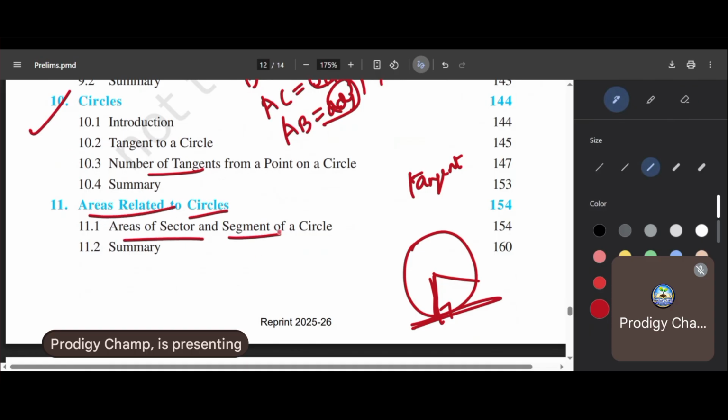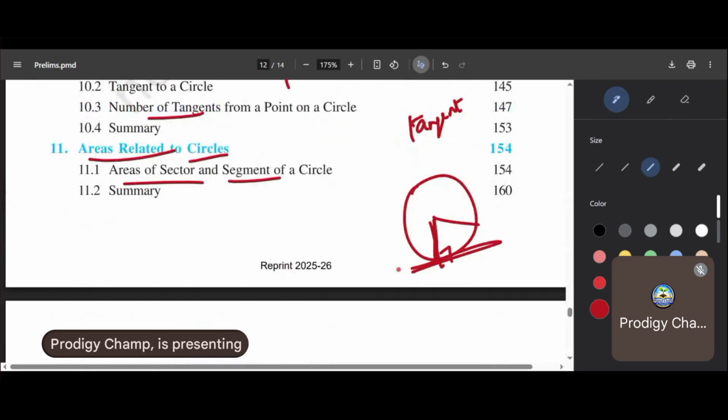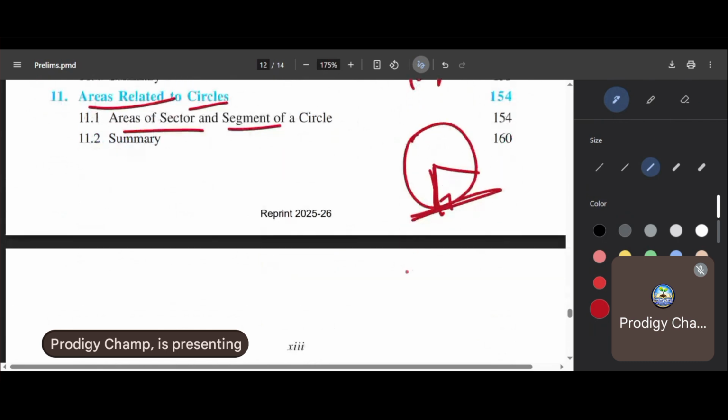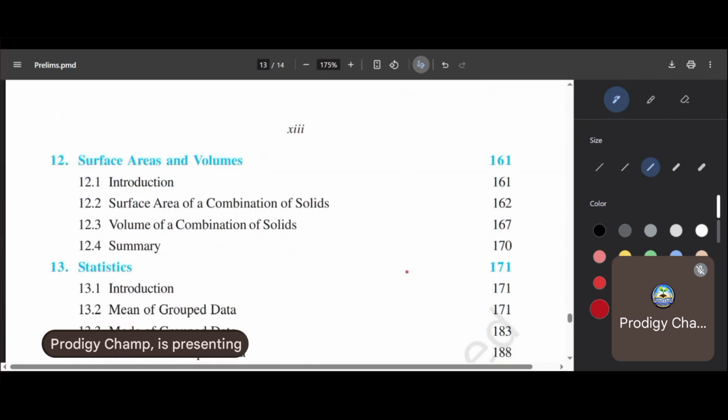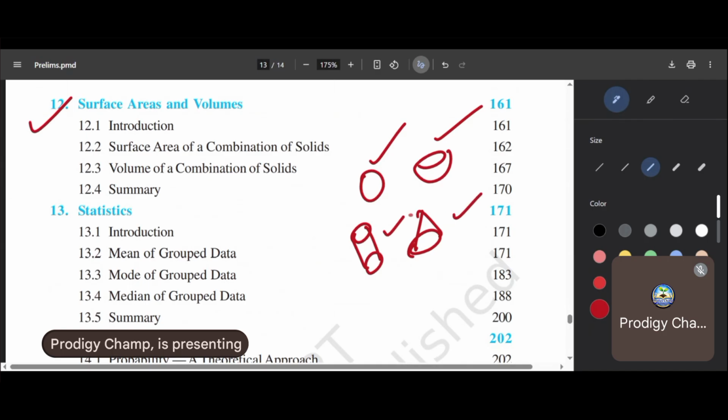We have only two formulas: length of a sector and area of a sector. Very easy only. And then surface area and volume, which you have already learned in ninth standard. We will be learning about cylinder, sphere, hemisphere and cone. These are all 3D figures, and these are the main figures we will be learning. And you already know the cuboid.